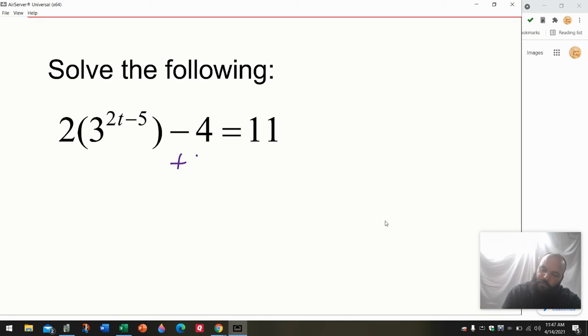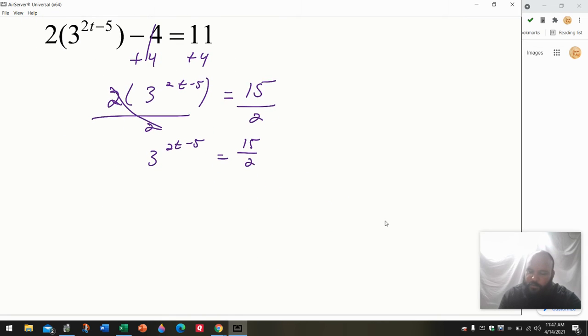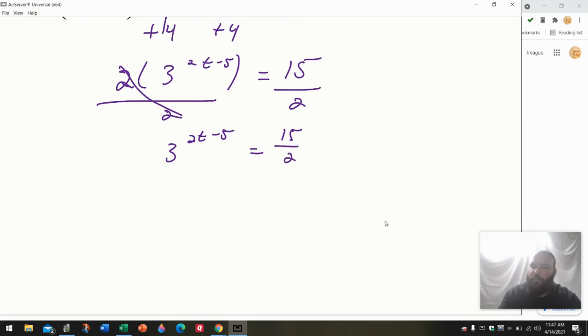So the first thing I will do is add 4 to both sides, and you'll end up with 2 times (2t minus 5) equals 15. Then you will divide both sides by 2. And so now we have 3 to the 2t minus 5 is equal to 15 over 2. And now there's a couple ways to do this.